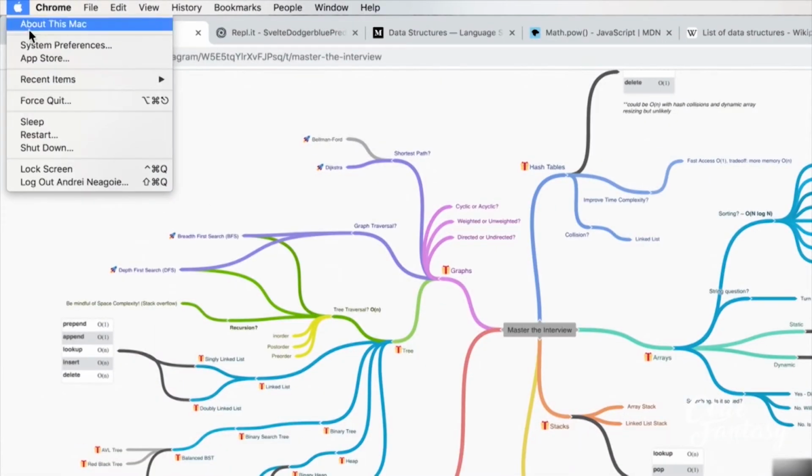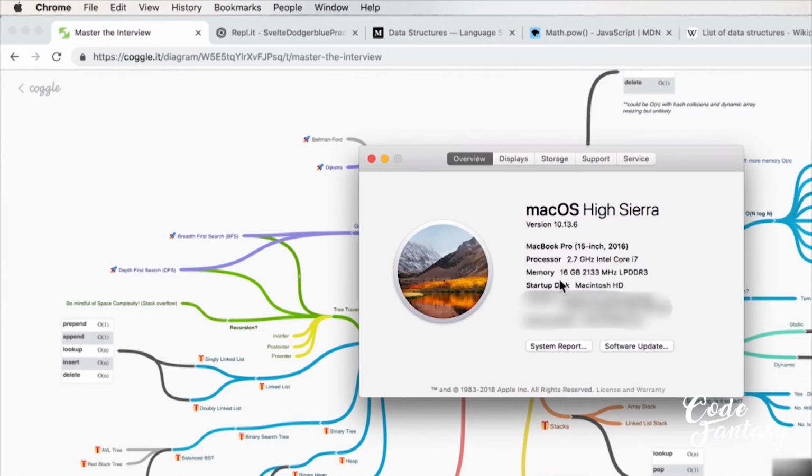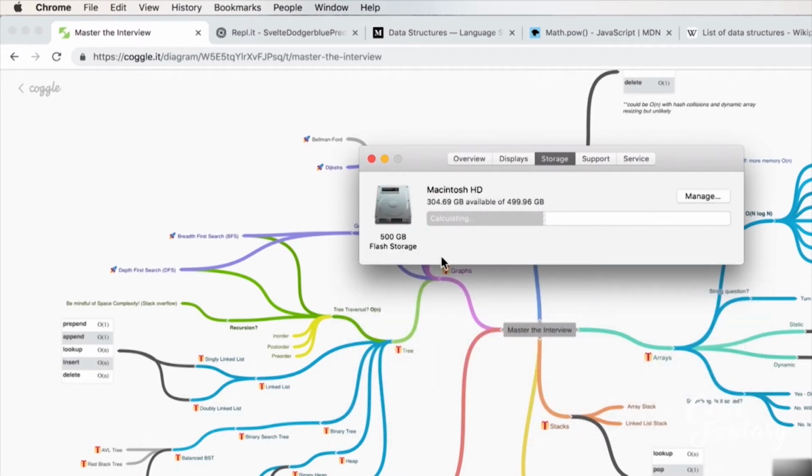If I go to About This Mac, my computer, we can see here that we have the processor, which is my CPU. We have my memory, which is my RAM. And if I go to storage, this is my flash storage, my persistent storage on my computer.